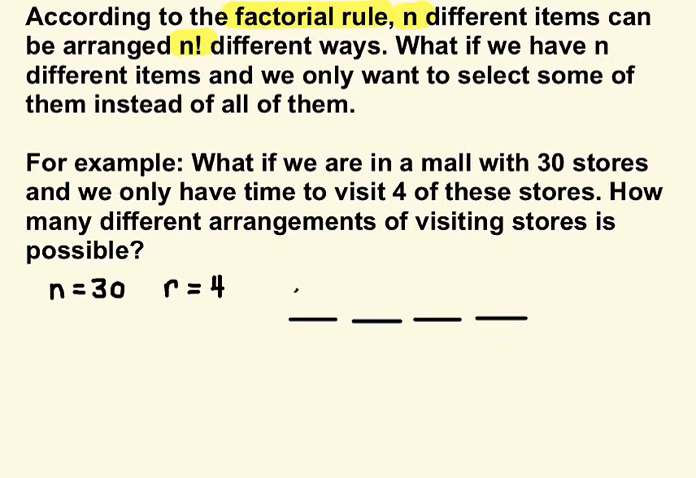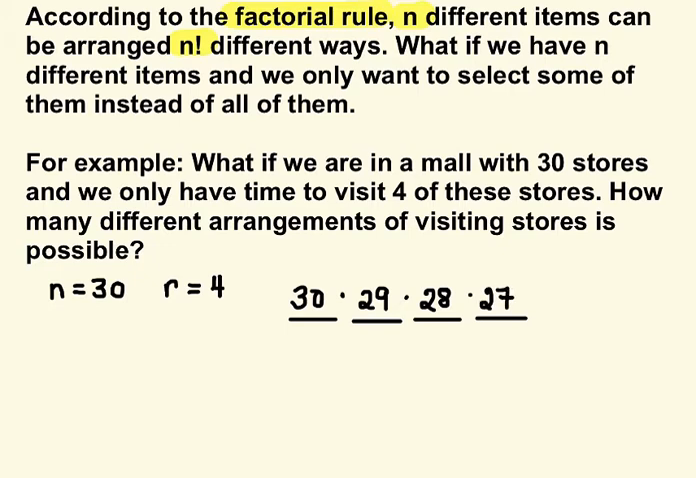Well, there are 30 different stores we can select from to visit first. Once we've visited that store, we don't want to visit it again, so there are 29 stores left. Once we've visited that store, there are 28 stores left, so for our third choice, we have 28 stores we could visit. And then finally, for our fourth choice, having visited 3 stores, we have 27 stores to choose from.